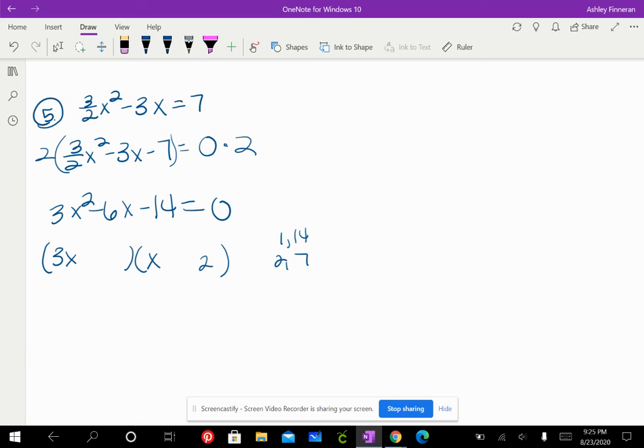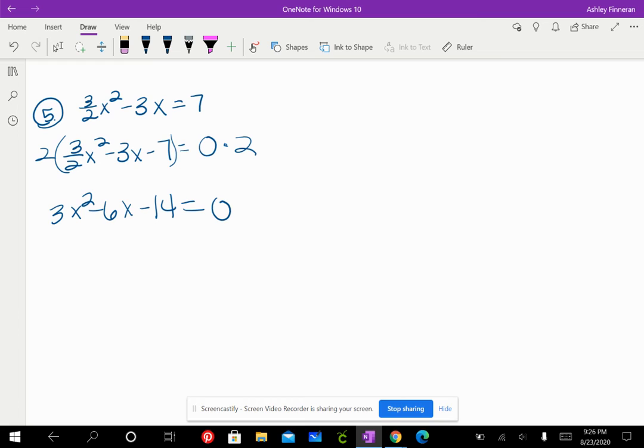That's what I just had. So make that a 2. So that's going to give me 2x and 21x. I'm still not getting to negative 6. And then 14 and 1 is not going to get me there. I think you guys can see that pretty quickly. So this is a case where factoring is not going to work. So I would jump to quadratic formula.